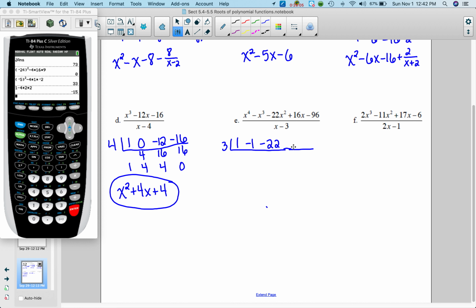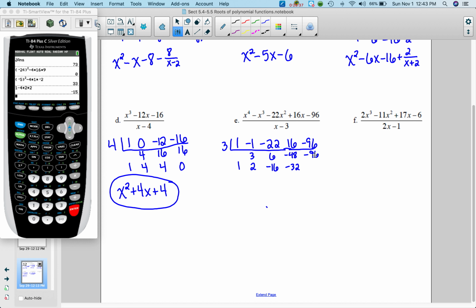Plus 16 and a minus 96. Okay, so those are all of our numbers. So we bring the first number down, and we multiply, and we add. And we multiply, and we add. And we multiply, we get a negative 48 here, and when you take a positive 16 and a negative 48, you're going to get a negative 32. And when you multiply 3 times negative 32, you get negative 96.